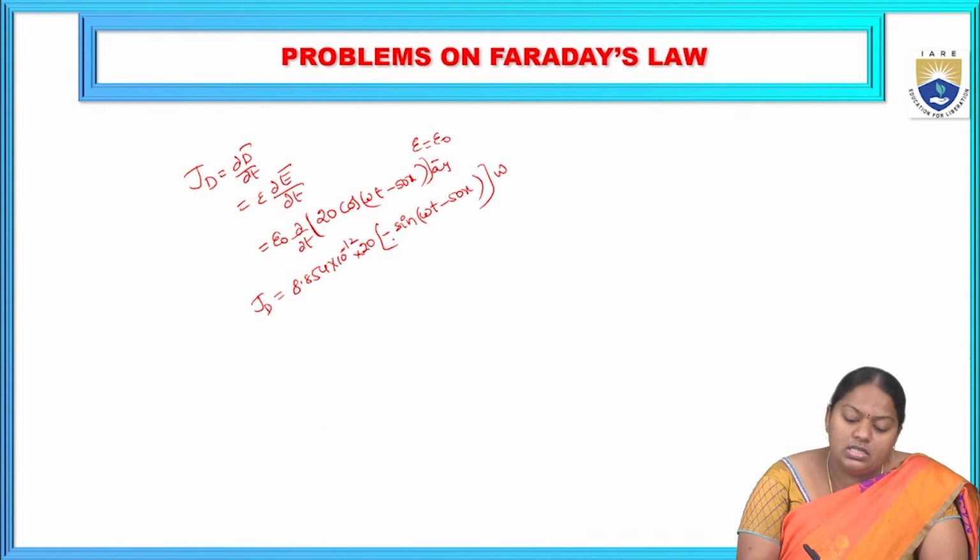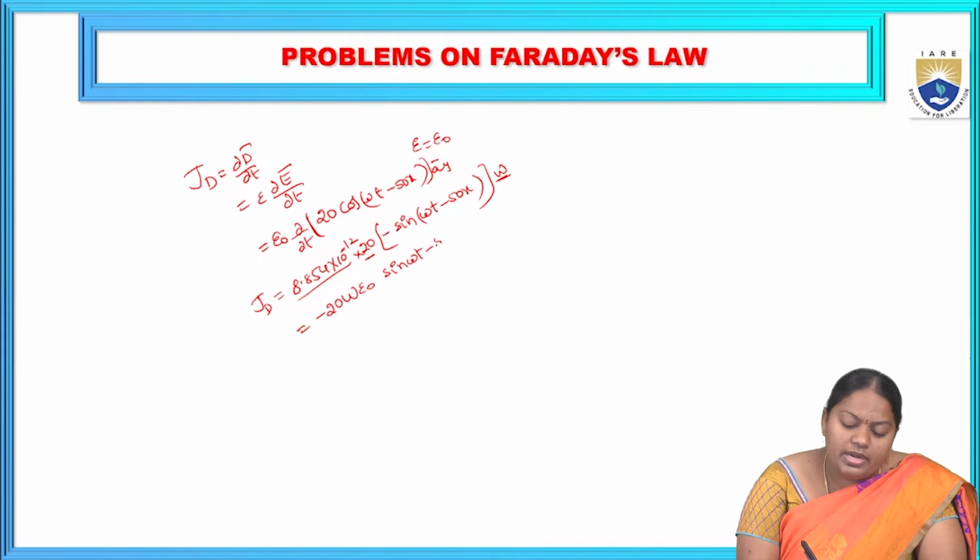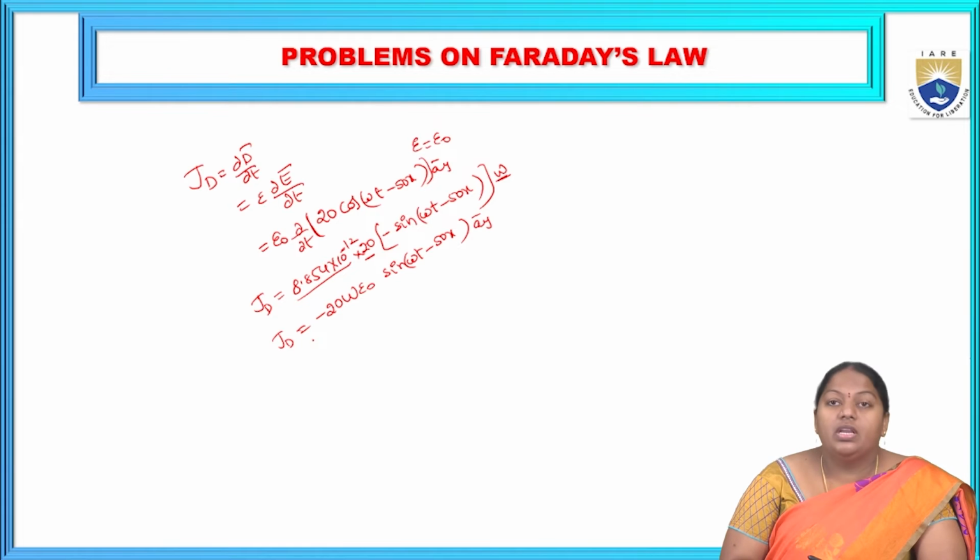As we have discussed, if you are differentiating cos, the function becomes negative, hence this is equal to minus 20 omega, this 20 and this omega, into epsilon naught, whose value you can substitute, or else directly mention it as epsilon naught into sine(omega t minus 50x) into a_y, right? So this is the value to be obtained.